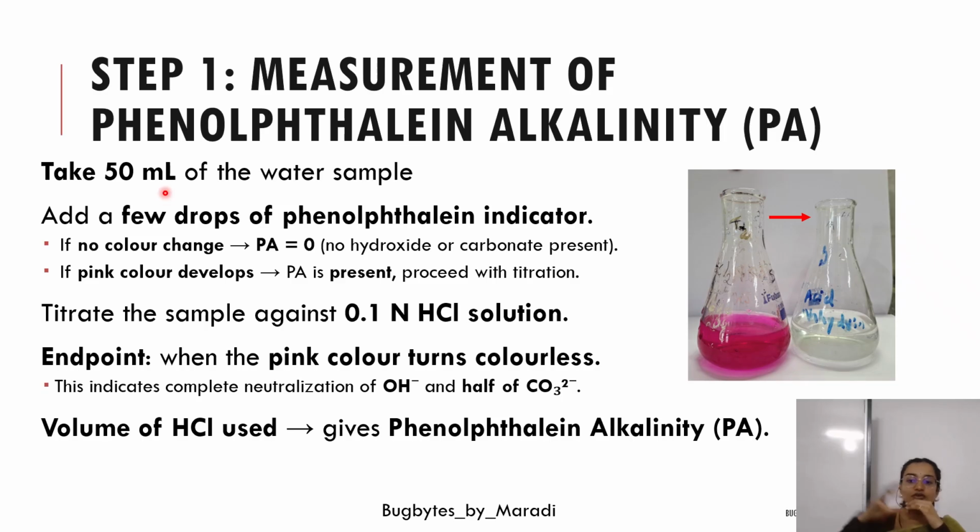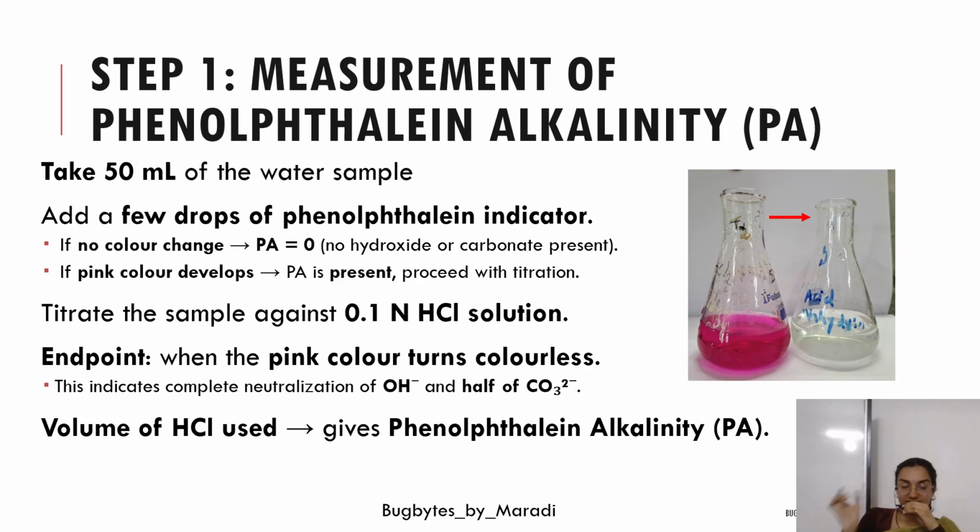Okay, so take a conical flask, add 50 ml of water sample to it, and add 2 to 3 drops of phenolphthalein indicator. If there is no color change, if the water remains colorless, it indicates that the phenolphthalein alkalinity, the PA, is zero. So there is no need to proceed with the acid-base titration. PA is zero, which indicates that no hydroxide or carbonate is present.